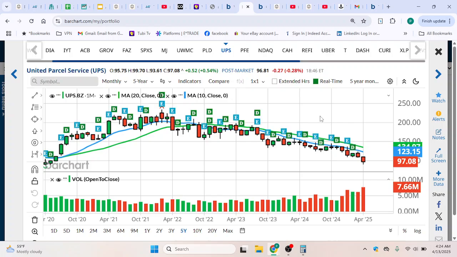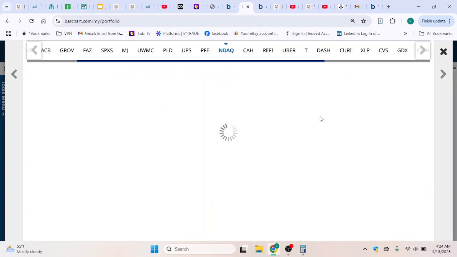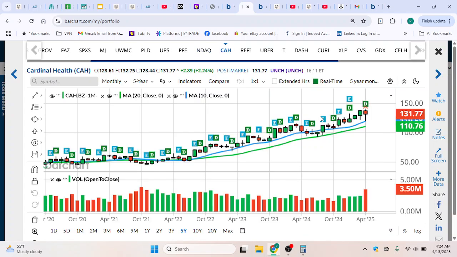UPS still in a downtrend on the larger time frame. Pfizer just made a new low this month. NDAQ, which is NASDAQ the company, still in a short-term downtrend. Cardinal Health, still in an uptrend. So this is more on its own page.